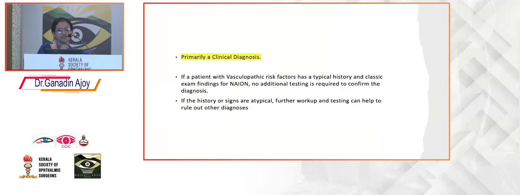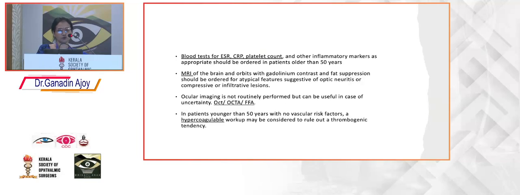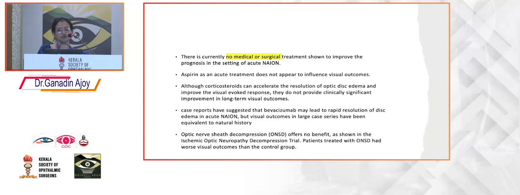Primarily, as I've said, it is a clinical diagnosis; all the others are just contributory. If he has a typical risk, typical history, nothing else other than management is required. If they are atypical, further workup is required. That includes ESR, CRP, platelet counts, MRI, ocular imaging, and if younger than 50, also look for hypercoagulable states. There is no medical or surgical treatment.